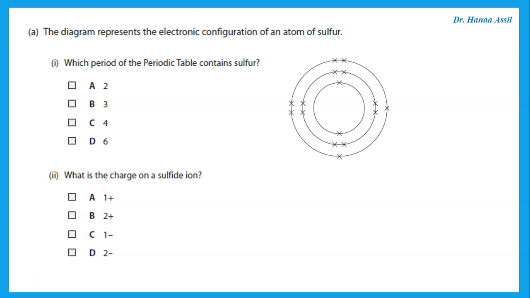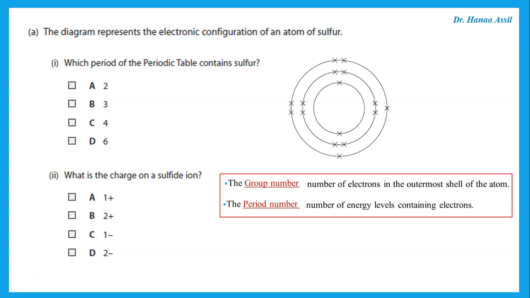The diagram represents electronic configuration of an atom of sulfur. Which period contains sulfur? Again, how do we know the period and how do we know the group? We said the group is the number of electrons in outer shell. So if I were asking for which group, I count the number of electrons in outer shell, it's 6, so this is in group 6. But which period, I count the energy levels. How many energy levels? 3 energy levels, so it is in period 3.